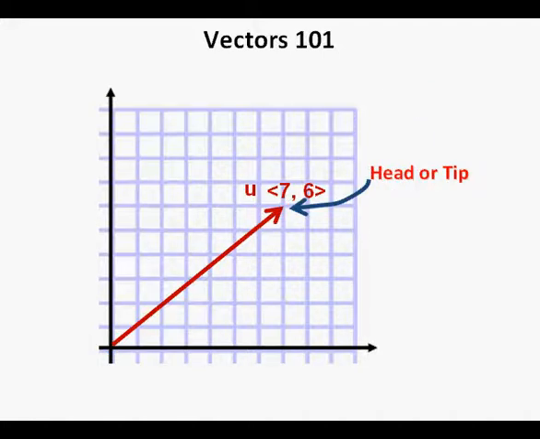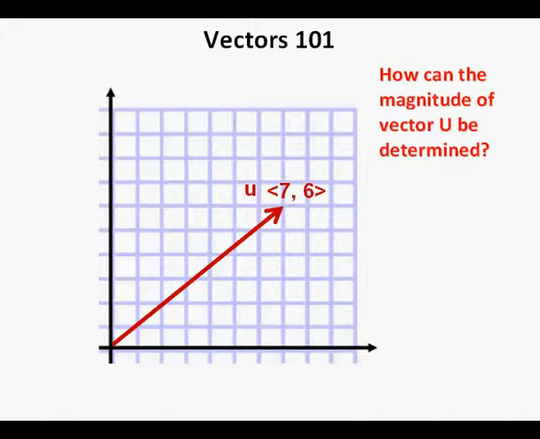Back to the vector labeled u. The ends of the vector have names. The finishing point of a vector is called the head or tip of the vector, and the starting point of the vector is called the tail of the vector. How can the magnitude or size of vector u be determined?